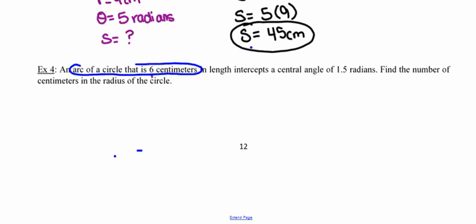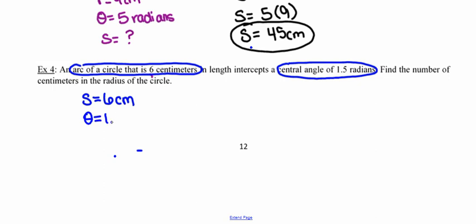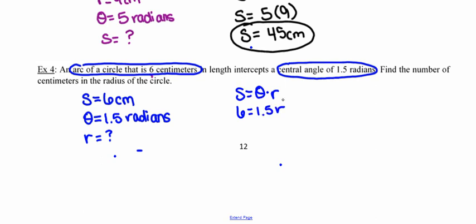So the arc length, S, is 6 centimeters in number 4. The central angle, or theta, is 1.5 radians. And we're trying to find the number of centimeters in the radius of the circle. So again, I've got my formula. I'm going to go ahead and substitute in 6 in place of S. I've got 1.5 times R. So I'm going to go ahead and divide both sides now by the 1.5, making my radius 4 centimeters.